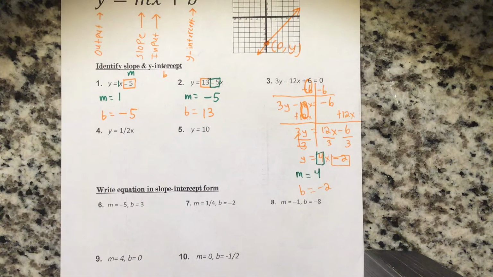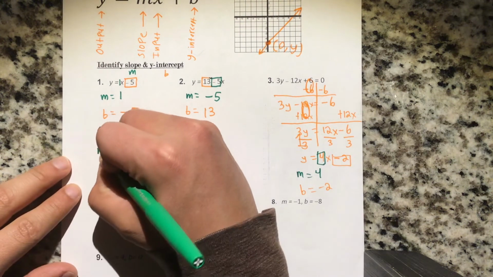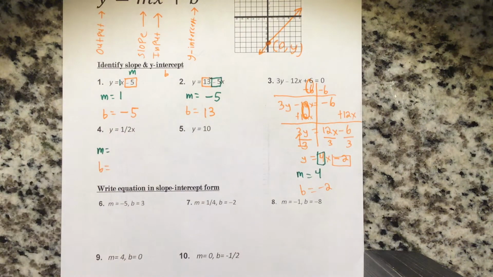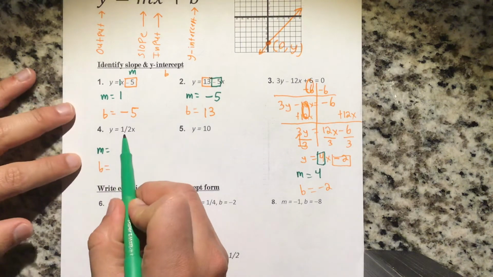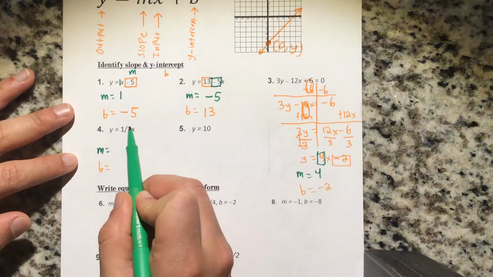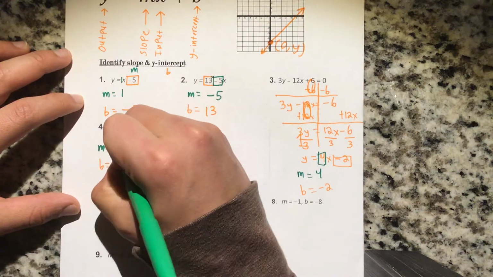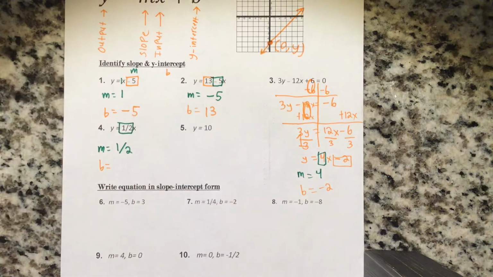So number 4, I have y = 1/2 x. So again, we need our slope and y-intercept, okay? And this one's a little different. So my slope, remember, is what's attached to the x. So if I'm looking at this one, I have 1/2 x. So what's attached is all of this 1/2. So my slope is 1/2, okay?